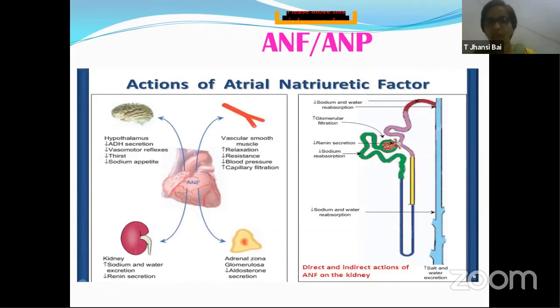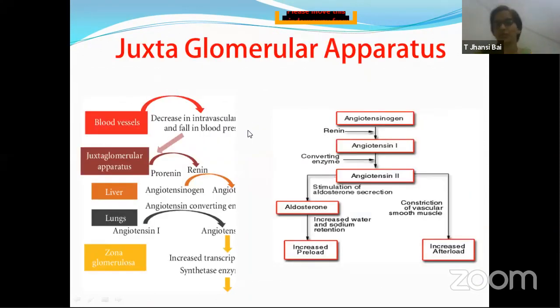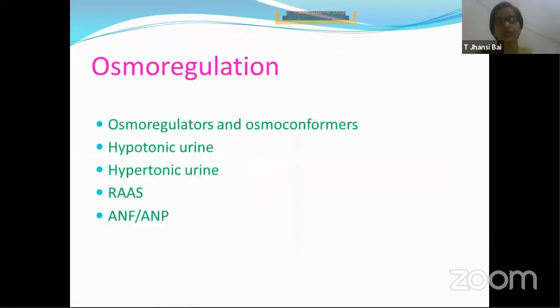So here, this ANF is released from the atrial wall of the heart. It recognizes the pressure has increased or is increasing more and more. So it slowly brings about dilation of vascular bundles. What is dilation? It is increasing the lumen of the blood vessels, not volume, sorry, so that the pressure becomes normal. So this is opposite to what the juxtaglomerular apparatus does. In short, these are the four things which bring about the osmoregulation process.